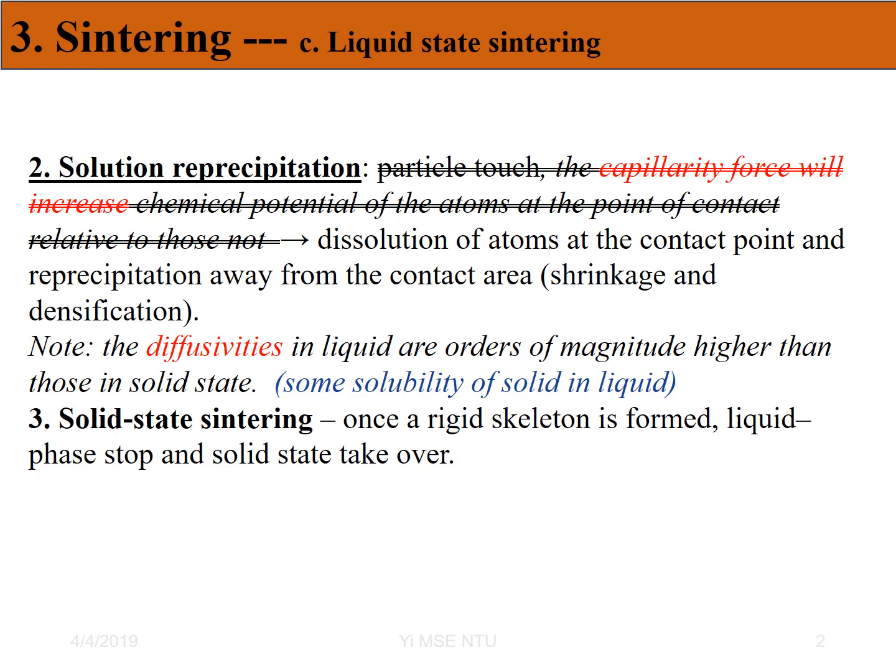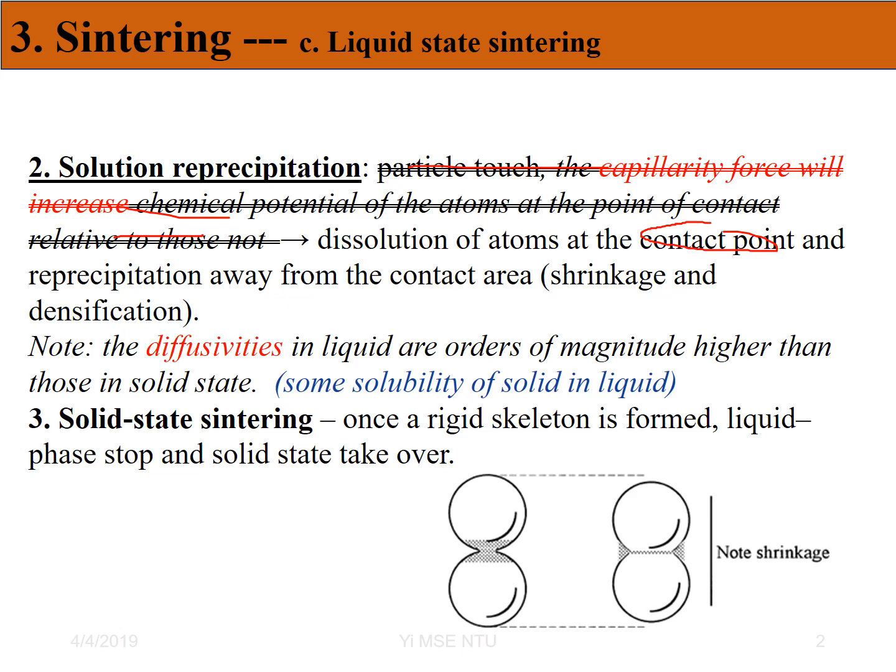The second stage we call solution reprecipitation. As we can see here, first of all, please delete this one as I did not explain the equations. Dissolution of atoms at the contact point and reprecipitation away from the contact point. So what does this mean?